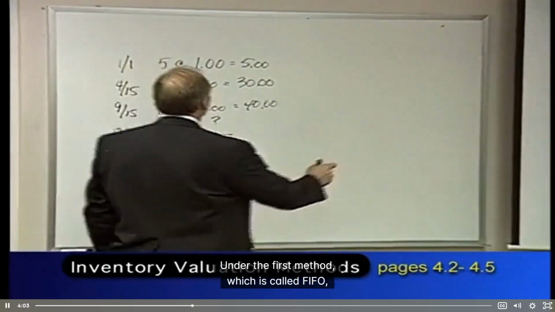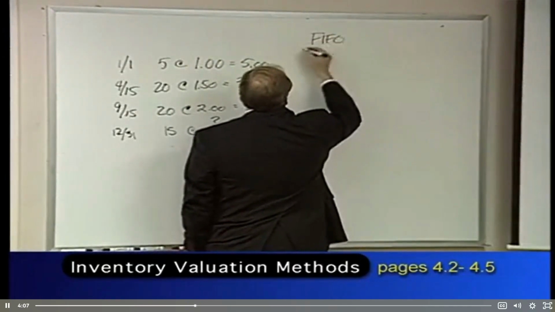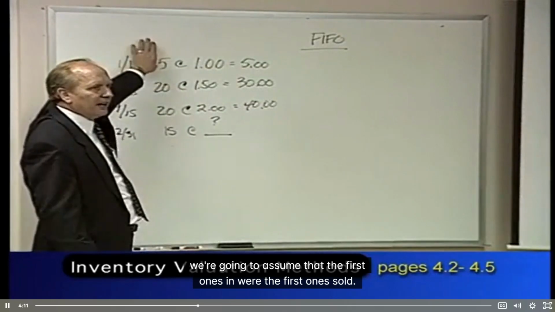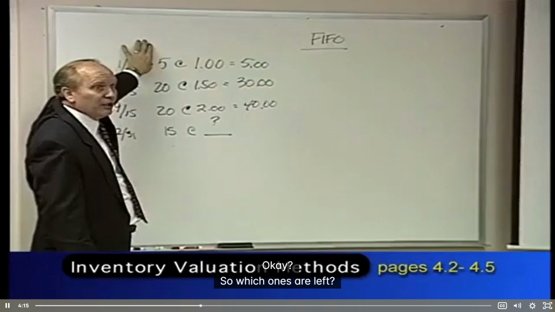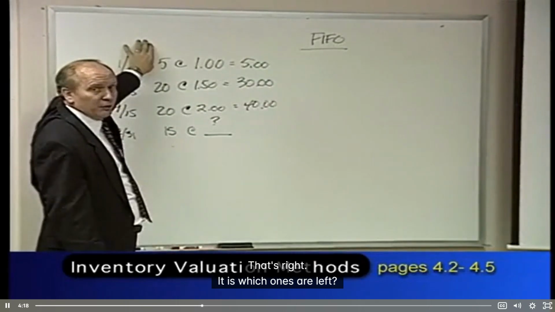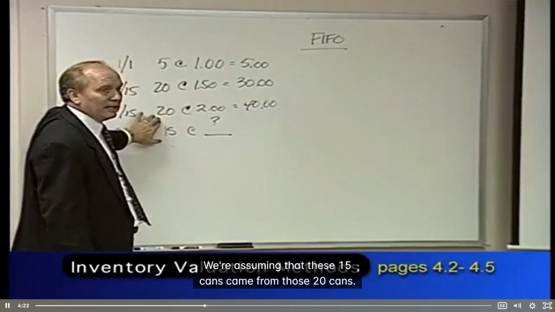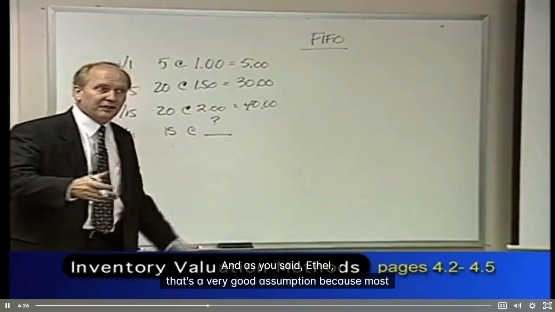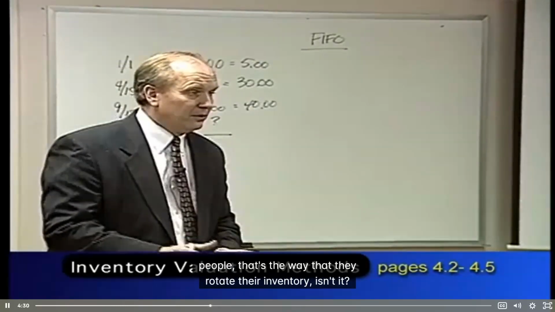Under the first method, which is called FIFO, we're going to assume that the first ones in were the first ones sold, okay? So which ones are left? We're assuming that these 15 cans came from those 20 cans. And as you said, Ethel, that's a very good assumption. Because most people, that's the way that they rotate their inventory, isn't it?